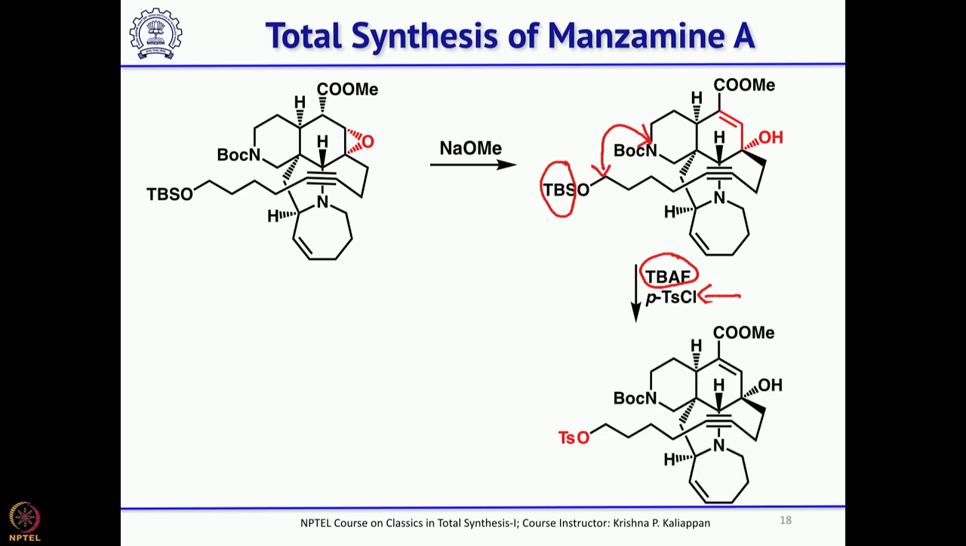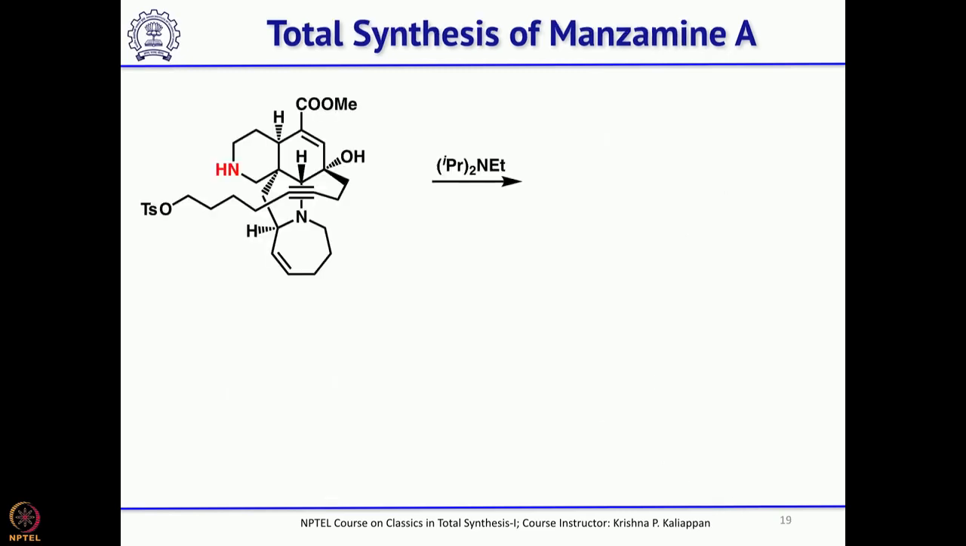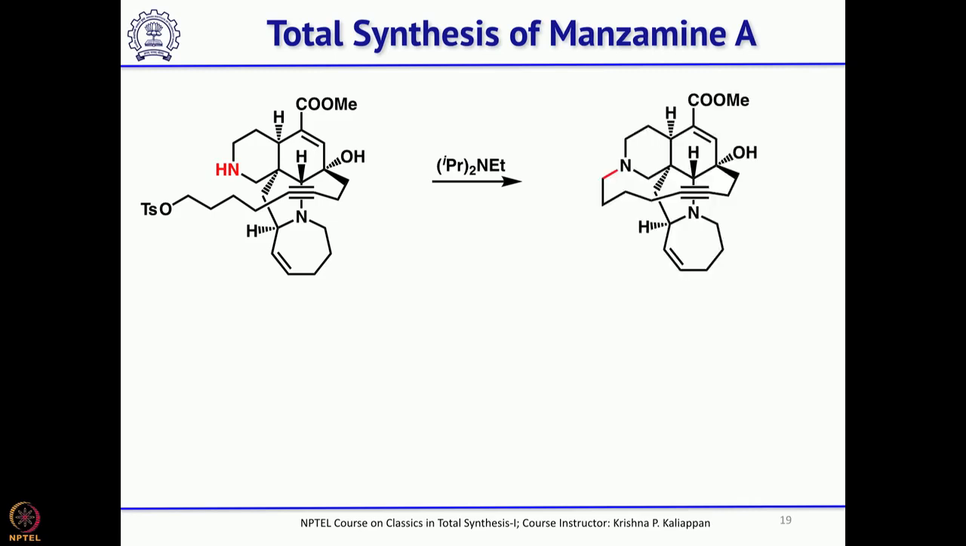Okay. Then what needs to be done is to remove the Boc group. The Boc group can be easily removed if you use trifluoroacetic acid, and you get the corresponding amine. Then treatment with base, like Hunig's base, diisopropylethylamine, will facilitate the intramolecular cyclization. So now if you look at this compound, they have made the pentacyclic compound.